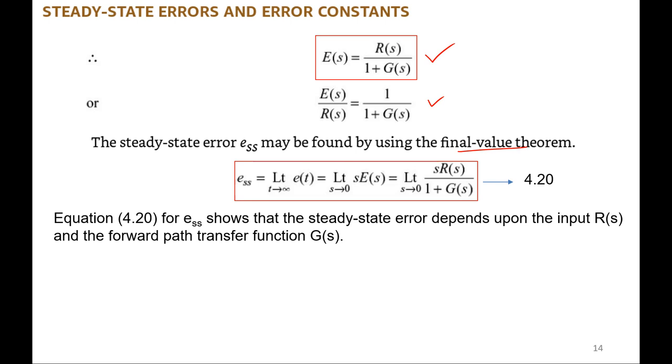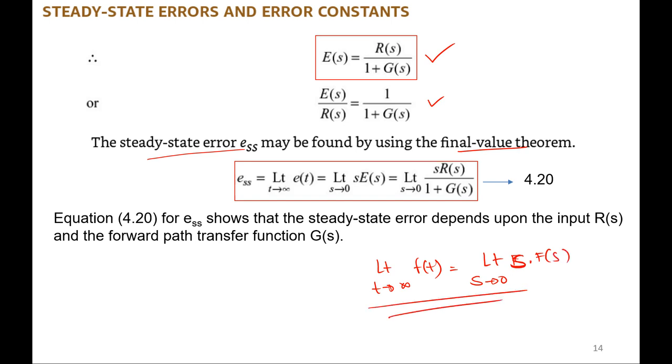This we know. And we will make use of the final value theorem in order to find out the steady state error ESS. If we have limit t tending to infinity of a function f of t, here f of t is nothing but the error signal E of t, then by making use of the final value theorem in the Laplace domain, from time domain it is converted to Laplace domain, t tending to infinity means s tends towards 0, into s times f of s. So this is the final value theorem, right?